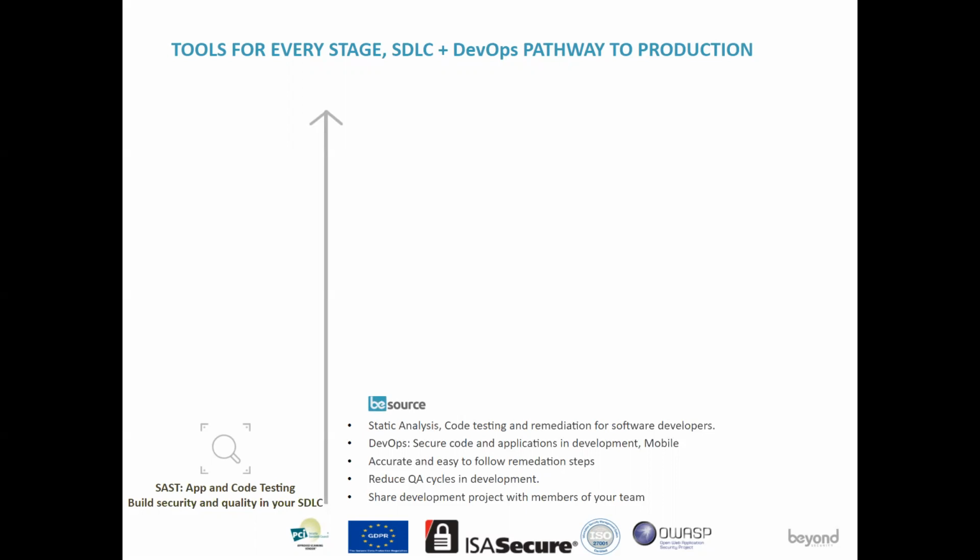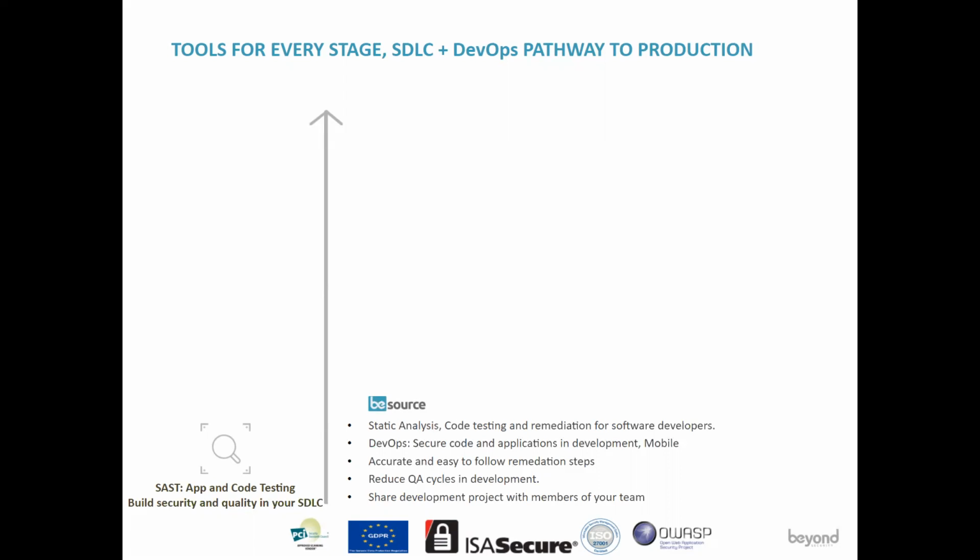The good thing about the beSource developer tool, the standalone tool, is that it's really lightweight. You can easily scan thousands of lines of code. It's of course portable. You can take it wherever you want. And it doesn't require a very complex installation. It's a very, very simple installation.